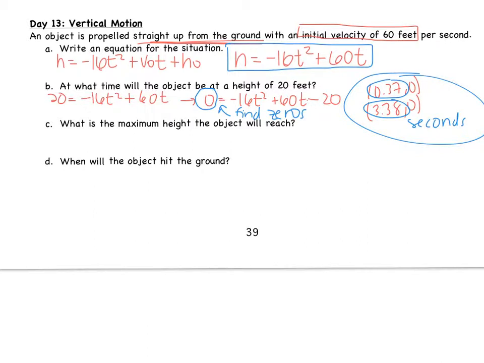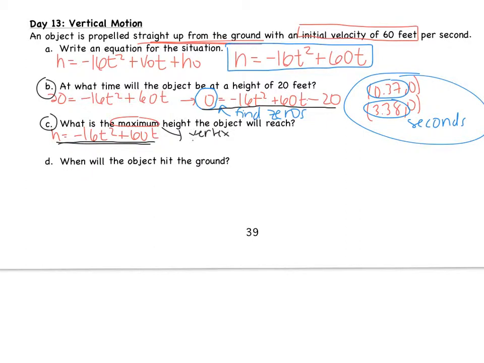Okay, for this next one, what is the maximum height that the object will reach? So my equation is h equals negative 16t squared plus 60t. So I'm looking for the maximum. Now, one thing to be careful of is remember that the equations for B and C are different. This is the equation that we used for C. This is the one for B. This is the equation that we're using for C. Okay, so by looking for the maximum, I'm just looking for the vertex.